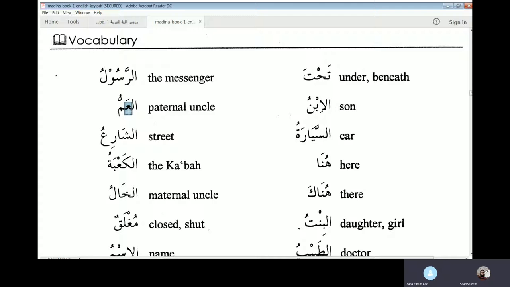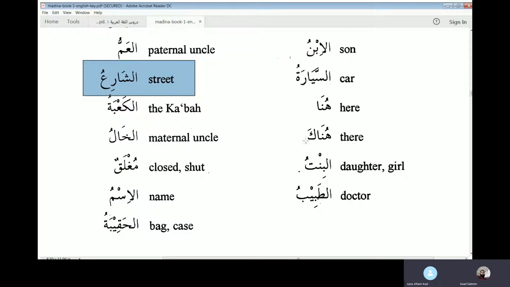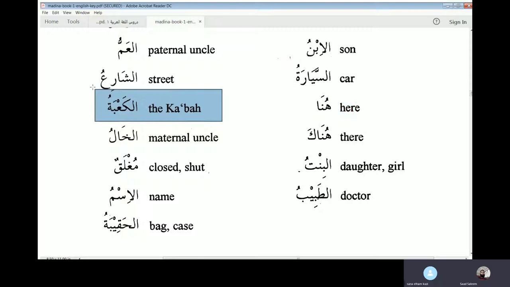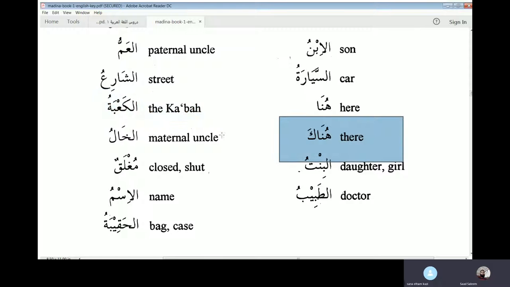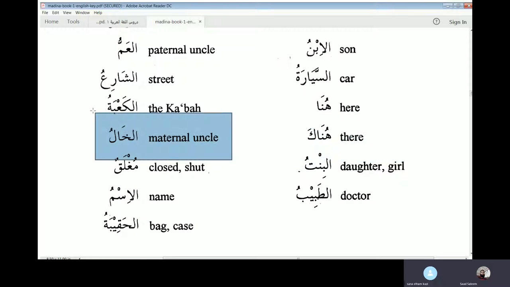But it will be on the page, right? Ummu? And now, alif, uncle. That is alif mim. There is no ayin in ummu. Oh, okay, spellings are different. As-sayyaratu, which means car. Ash-shariyu, the street. Huna, here. Al-Ka'batu, the Kaaba. Hunaka, there. Al-Khalu, the maternal uncle.